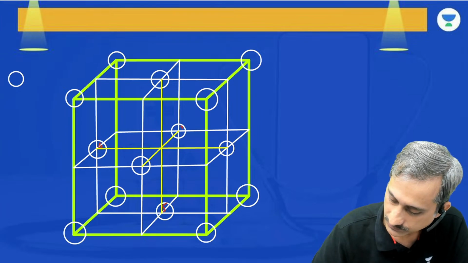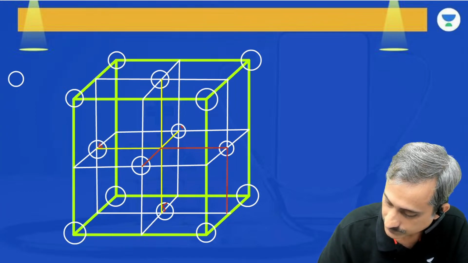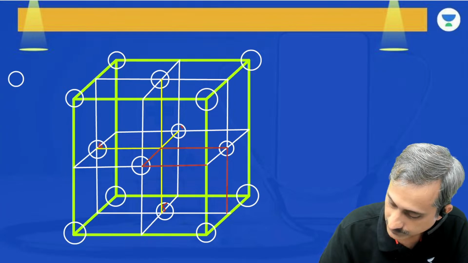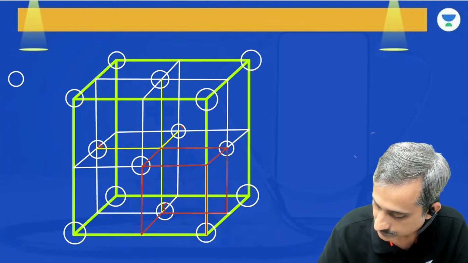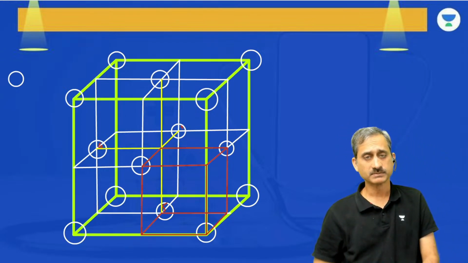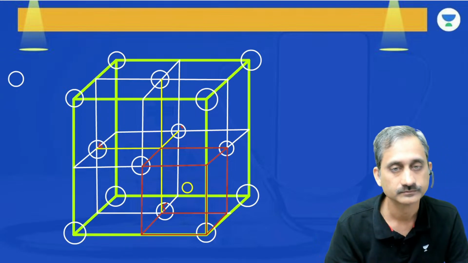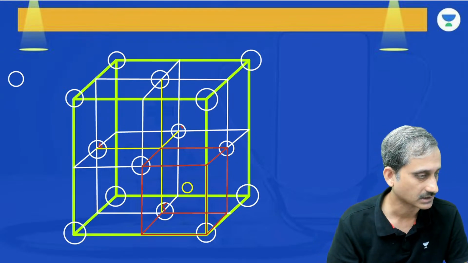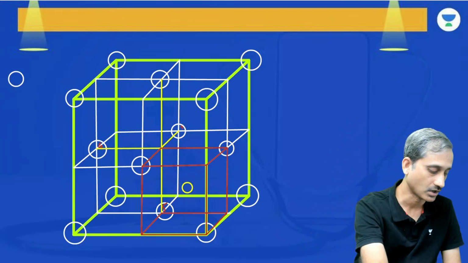Let us arrange it a little bit. We talk about this particular cube. So I talk about this particular cube and I place a particle right in the center of this cube. How many particles are going to touch this particular particle? How many particles will be touching this particular particle? That is the particle in the center of a small cube.